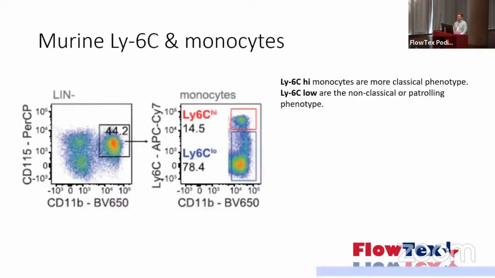For mice, it's a little bit different. They do express CD11b, which is similar to what happens in humans, and also this other marker, CD115, which is a receptor for cytokine. But as opposed to expressing Ly6G, which was, again, alphabet soup, guys, alphabet soup, instead these will express Ly6C, and they are differentiated as such. So the Ly6C high monocytes are more of the classical phenotype in humans. The Ly6C low are more of the patrolling or the non-classical phenotype.